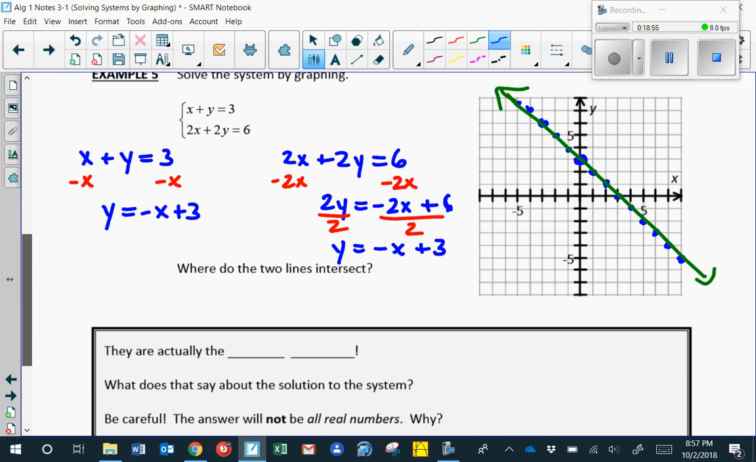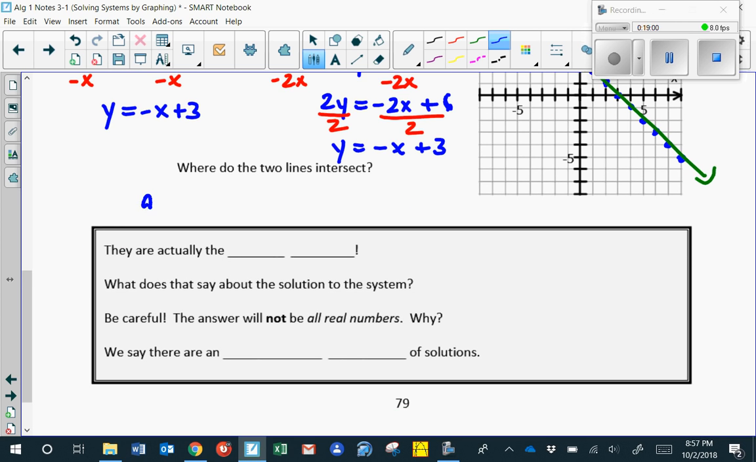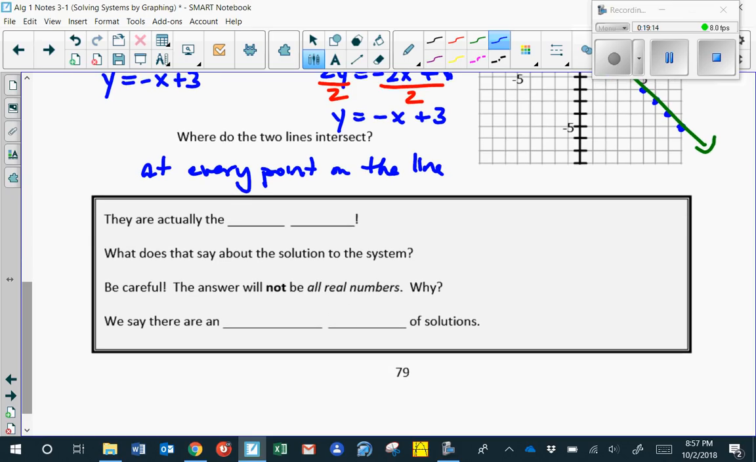So where do the two lines intersect? They intersect at every point on the line. So in this case, the two lines are actually the same line, and since they intersect at every point on the line, there are an infinite number of solutions.